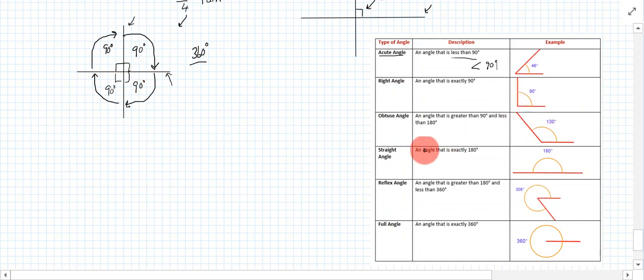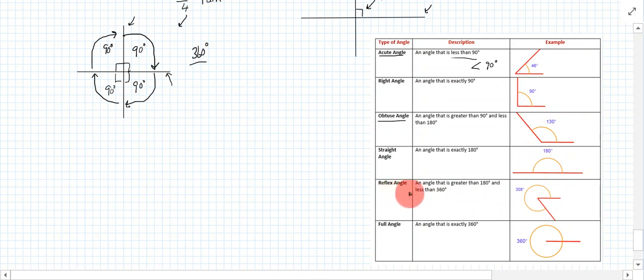Again, an obtuse angle is when you stretch the angle out more than 90 degrees. So it's an angle that is greater than 90, so it's bigger than 90 degrees, but it's less than 180, so it's not completely flat. So that's what's known as an obtuse angle. We also talked about a straight angle, an angle that's exactly 180 degrees, so it looks something like that.